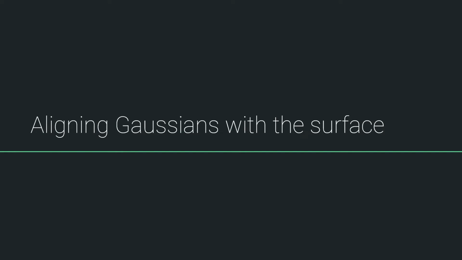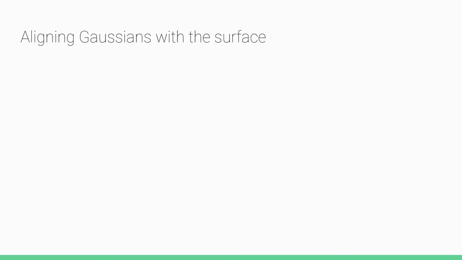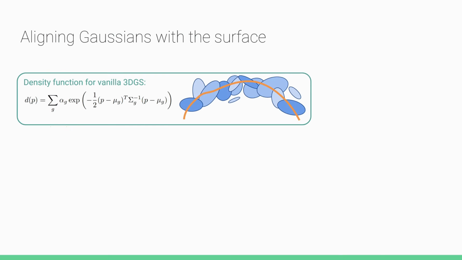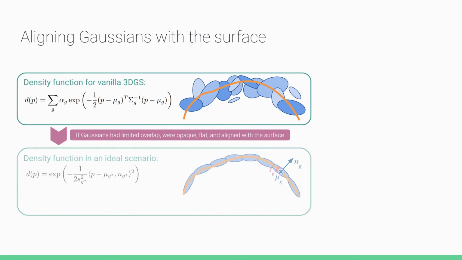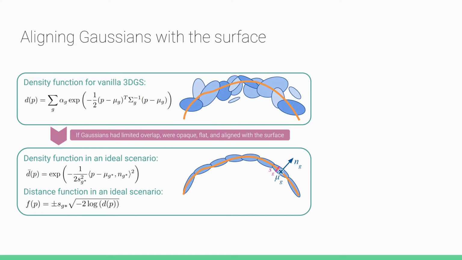3D Gaussian splatting reconstructs the geometry of the scene as a combination of many 3D Gaussians. Thus, it can be represented by the following density function, which is proportional to the PDF of a Gaussian mixture model. We show that in an ideal scenario where Gaussians would have limited overlap with each other, would be opaque, flat, and aligned with the surface, the density function could be simplified as the following d bar. In this ideal scenario, we can also define a distance function f.